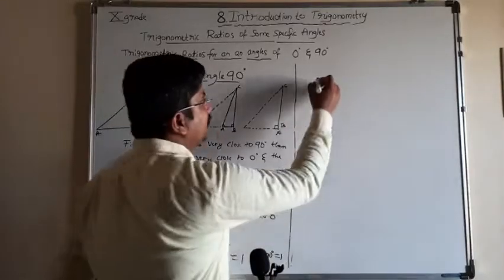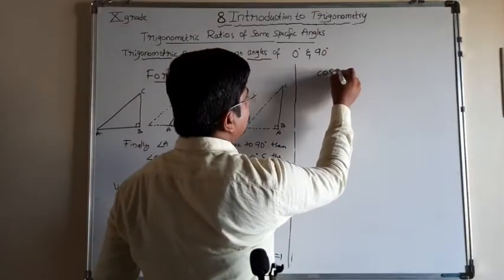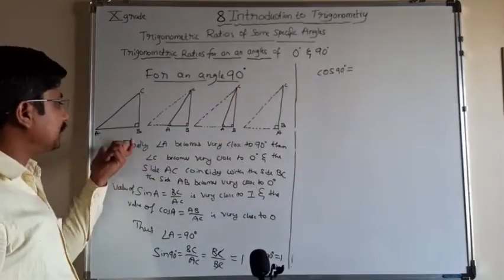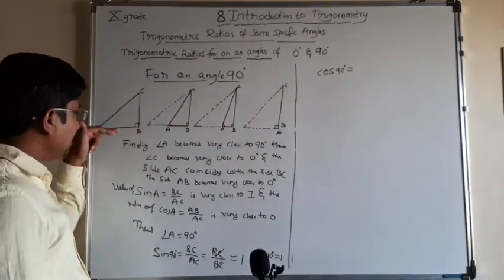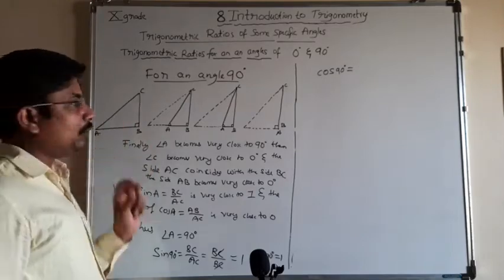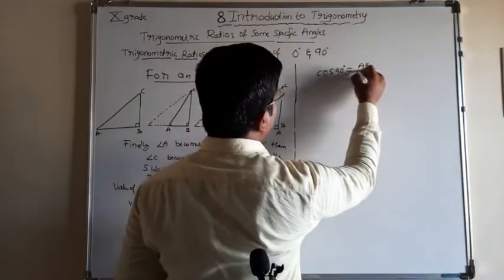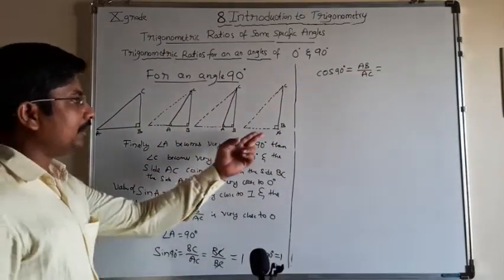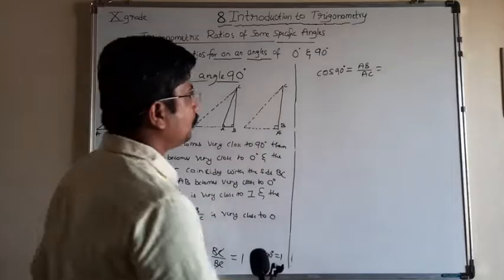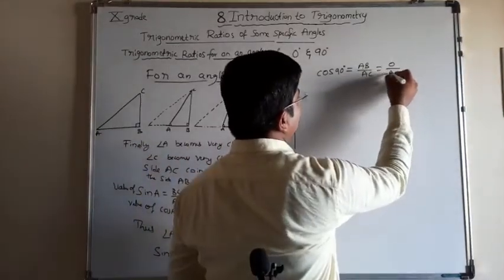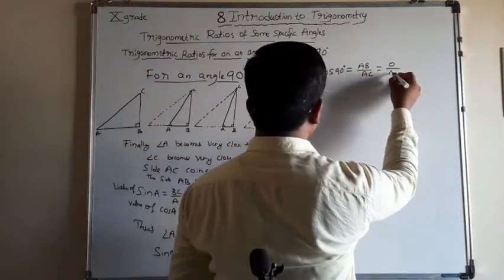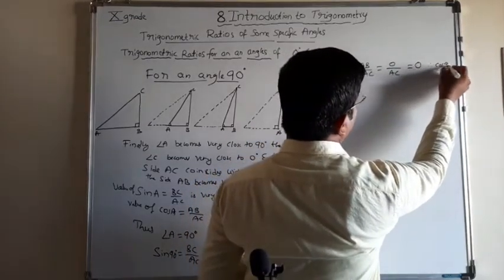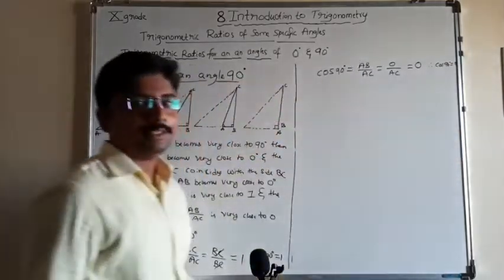Like that, what is the value of cos 90 degree? Cos 90 degree is equal to adjacent side divided by hypotenuse, that is base divided by hypotenuse, AB divided by AC. What value do we have for AB here? 0. So 0 divided by AC is equal to 0. Therefore, cos 90 degree is equal to 0.